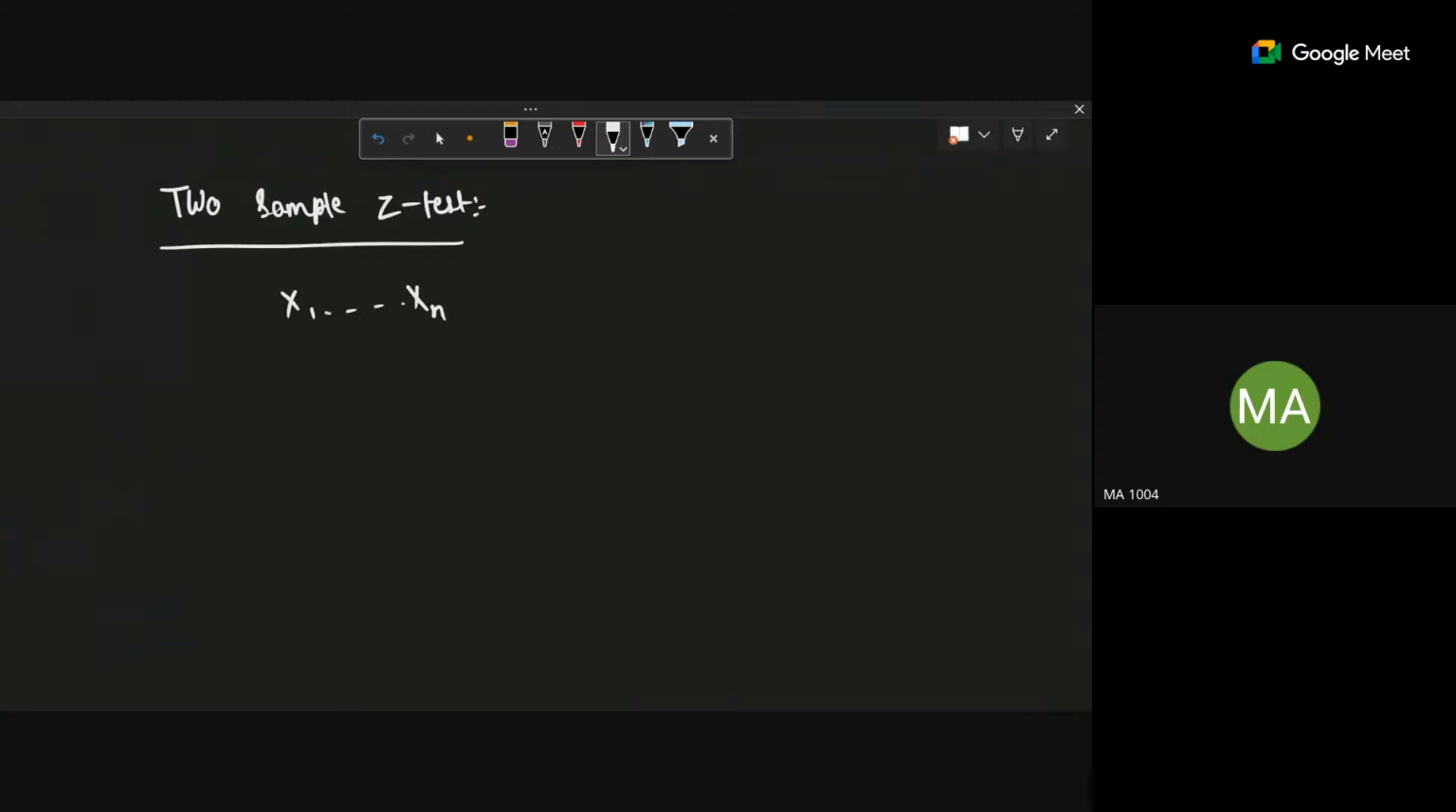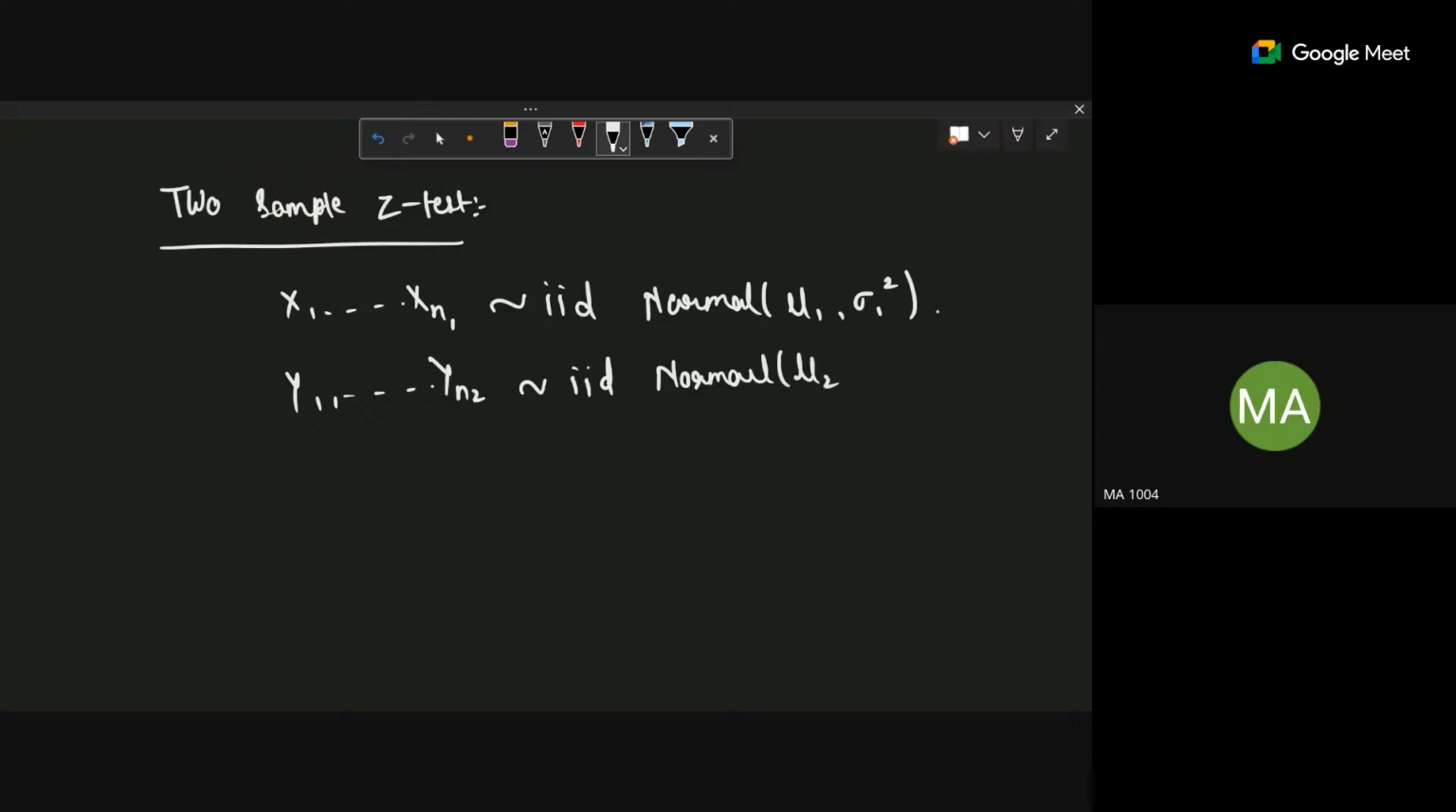Now, if there are two samples, xi's and yi's, some random variables, x1 to xn1, let's say following a normal distribution, they are IID also, normal distributions with mean nu1 and variance sigma 1 square. Similarly, y1 to yn2 are IID samples, normally distributed, with mean nu2 and variance sigma 2 square. In that case, we have to check whether the mean of xi's and the mean of yi's are the same or not.